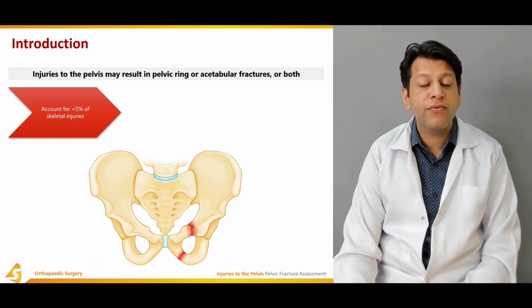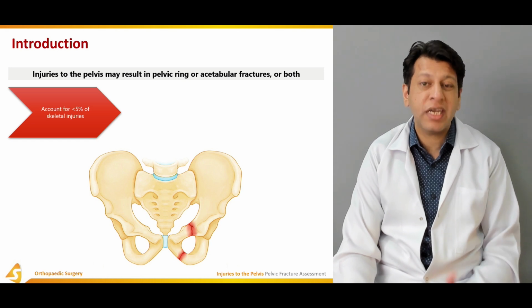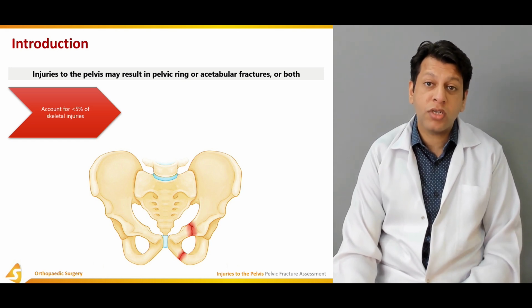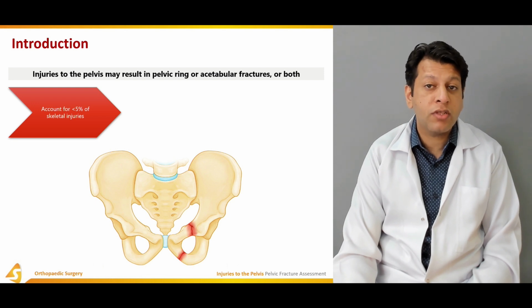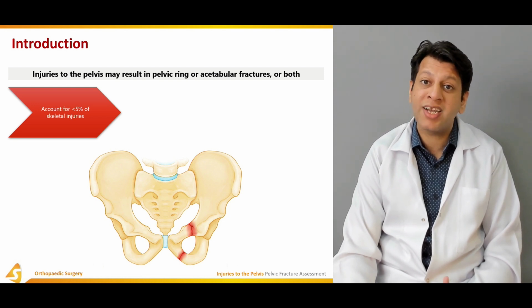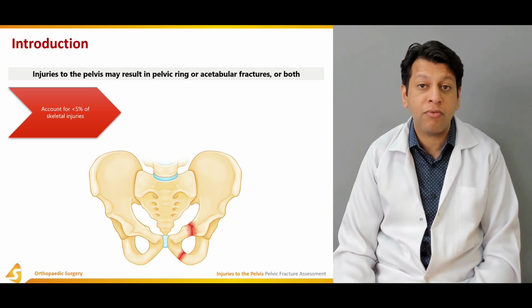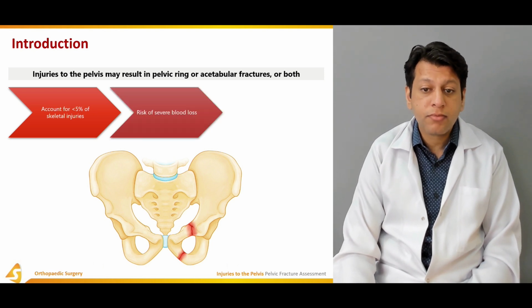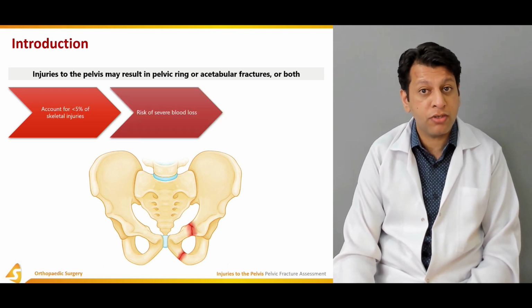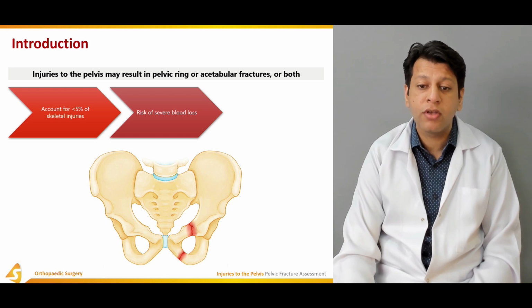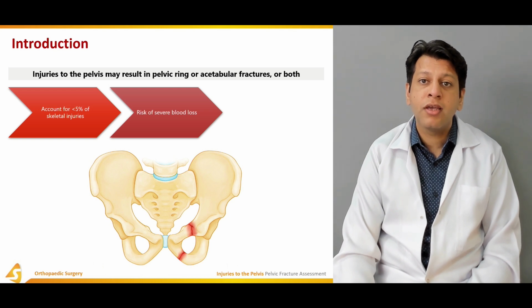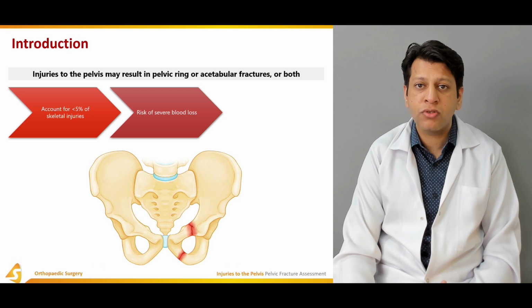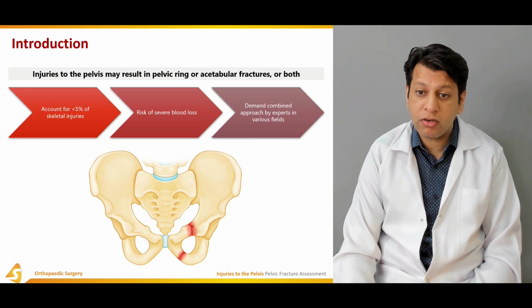They usually account for less than 5% of the skeletal injuries, but why are they important to know? Because they may be associated with a high volume of blood loss. The patient may be in grade 3 or 4 hemorrhagic shock when presenting with this kind of injury. As I told you, there is a risk of severe blood loss, especially because there is a lot of venous flow over here, a lot of small veins passing through this. Once the bone fractures, it shears off those veins, and this venous blood can get pooled over here, leading to massive blood loss.